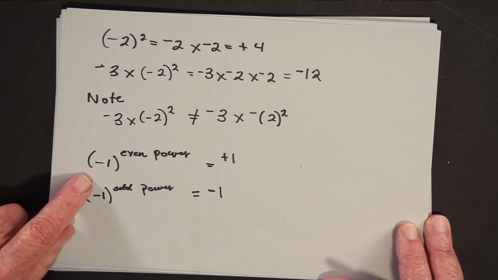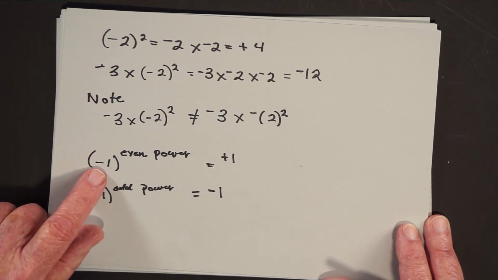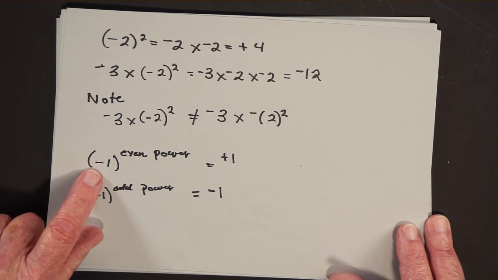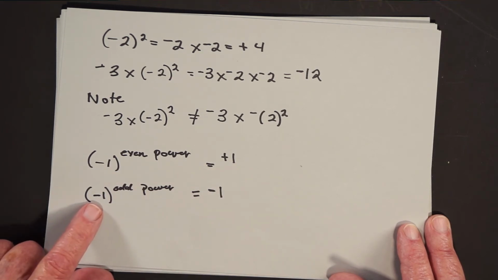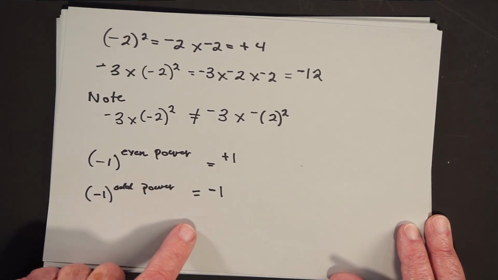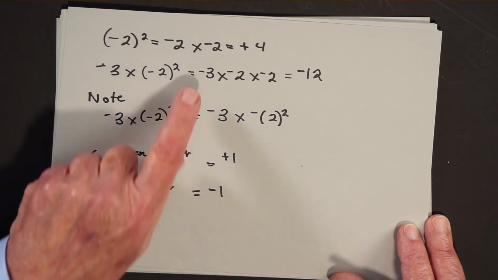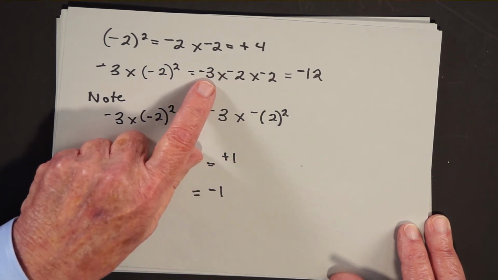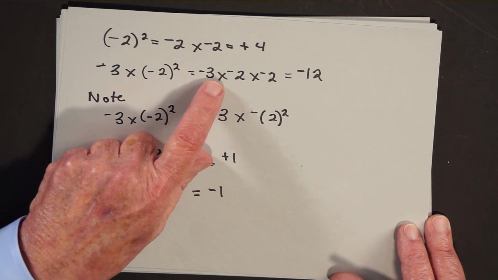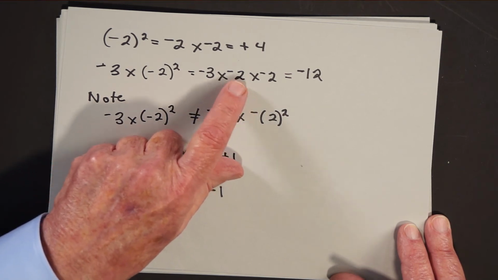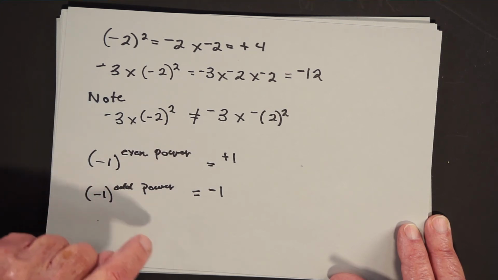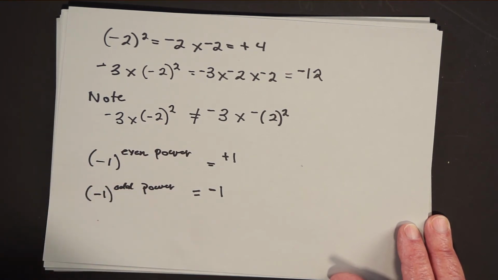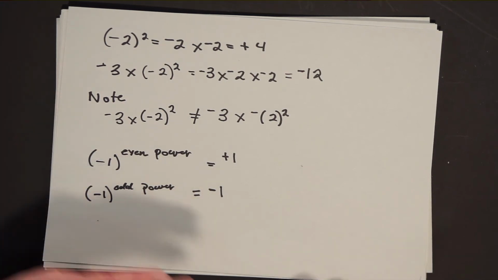And to generalize this, every time you multiply -1 by itself, you get +1. So every time you raise -1 to an even power, you'll get +1. Every time you raise -1 to an odd power, you get -1. And see how that follows here? We can think of this as -1 times 3 times -1 times 2 times -1 times 2 again, and we're multiplying -1 by -1 by -1. That's the third power, and that's always equal to -1.